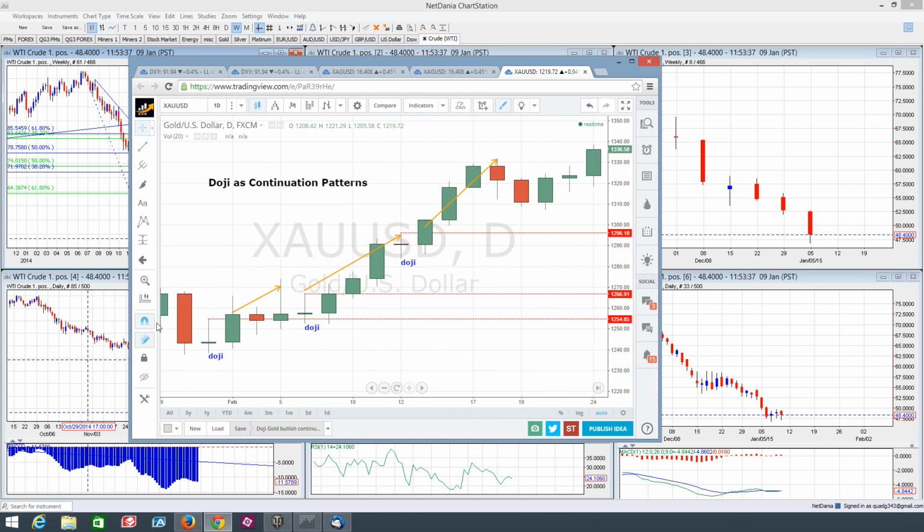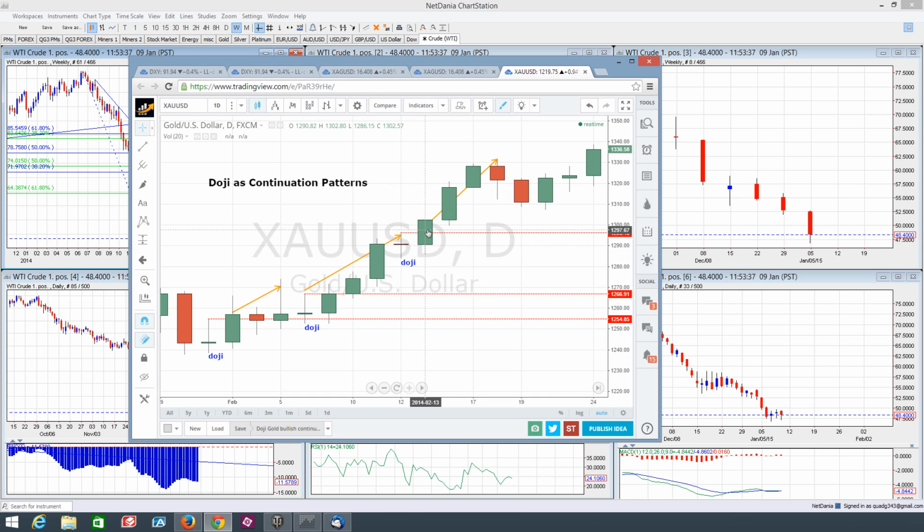And dojis can also be continuation patterns. They can form in the middle of a trend. This one's a prime example right here, where we have the trend obviously moving up, and it forms a doji. Now, we don't know whether or not the next candlestick would have confirmed it and gone to the upside. That would have confirmed a continuation of the trend to the upside.